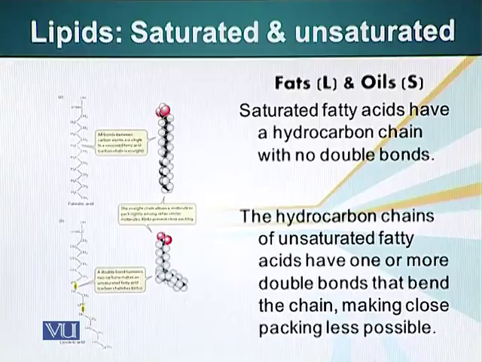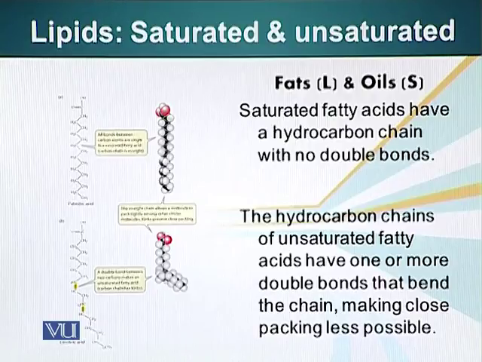The difference is the presence of a double bond. In lipids which have a double bond in the hydrocarbon, these types of lipids are liquid at room temperature, whereas lipids that do not have a double bond in the hydrocarbon part of their domain are solid at room temperature. For example, butter is solid at room temperature, whereas corn oil, for example, is a liquid.